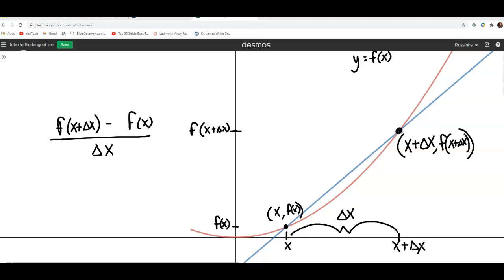All right, so now you can go ahead and write down that formula, okay? That is another way to write the average rate of change of your function. But this little expression here has a special name. It's called the difference quotient.